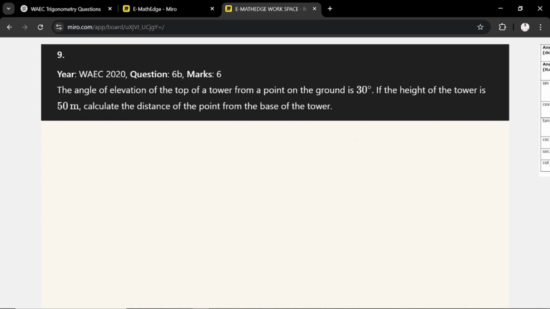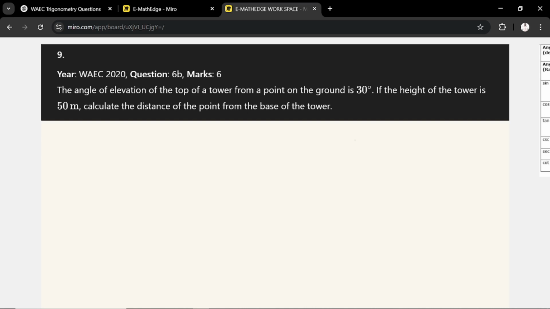So here we are presented with a WAEC question for 2020, question number 6B, which carries a total mark of 6. And the question says, the angle of elevation of the top of a tower from a point on the ground is 30 degrees. If the height of the tower is 50 meters, calculate the distance of the point from the base of the tower. So now this is a question in which some details are provided, such as the angle of elevation and the height of a tower, which is in meters.